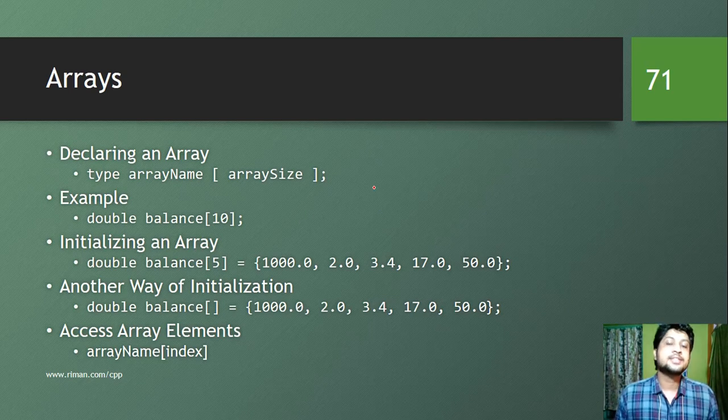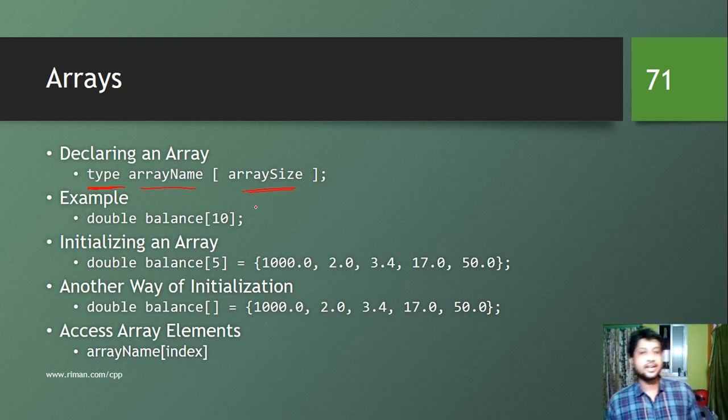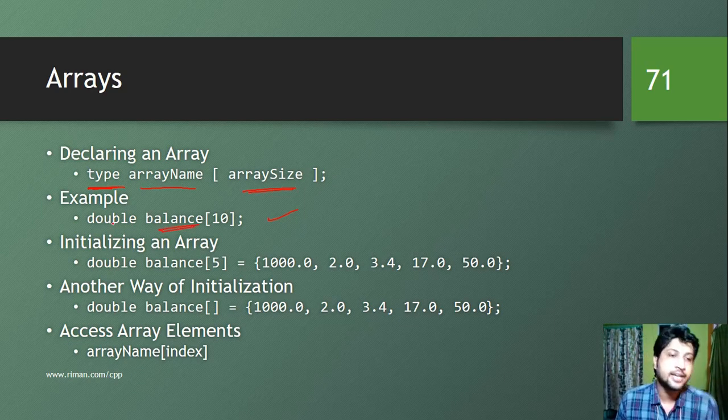Now let's discuss arrays, and declaring an array is the same as it was in C. For that you must write the type of the array and the array name with the array size. This is the same way we used to declare an array in C. For example, double balance[10]. So we have defined an array. The name of the array is balance and the data type of the array is double.